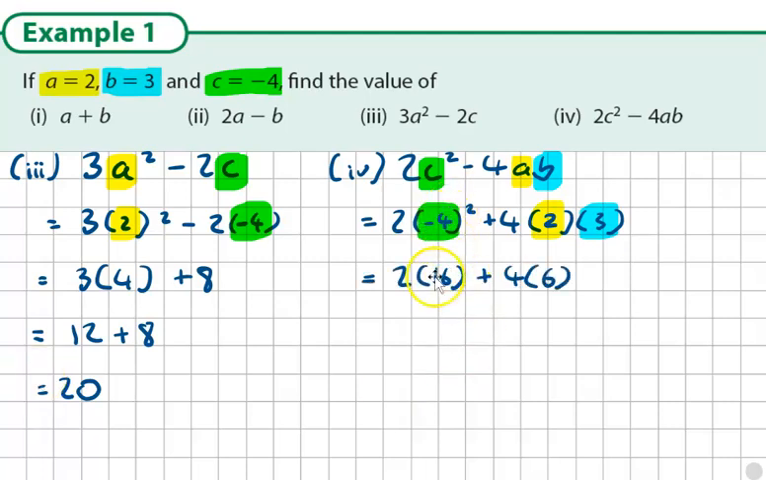So -4 squared is 16. So we're going to have 2 times 16 plus 4. And then 2 times 3 is 6. 2 times 16 is 32. 4 times 6 is 24. And adding them, we get 56.